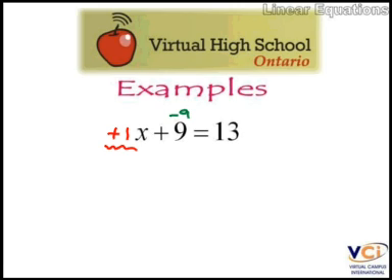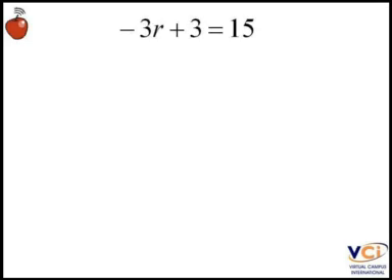But remember, the rule also says what you do on the left hand side, or on the one side, you must also do on the other side. So we're going to say minus 9 there as well, and that will then leave us with x alone, or plus 1x alone on the left hand side, and 13 minus 9 is equal to 4 on the right hand side, and that's the solution. Then we move to another example.